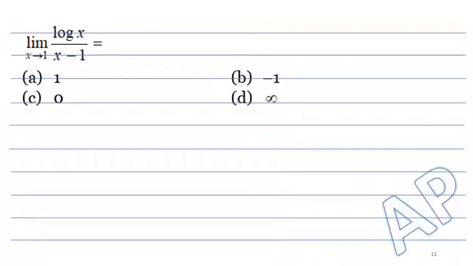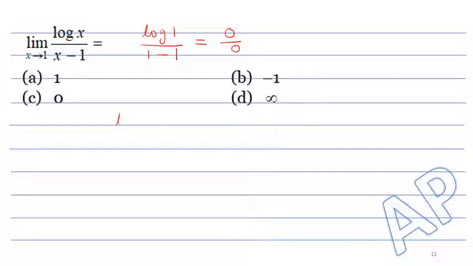Evaluate the limit as x tends to 1 of log x by x minus 1. When you apply the limit directly, you will get log 1 in the numerator, and in the denominator I have 1 minus 1. We know that log 1 is 0 and 1 minus 1 is 0. So we got 0 by 0 form, so that we can apply L'Hopital's rule.